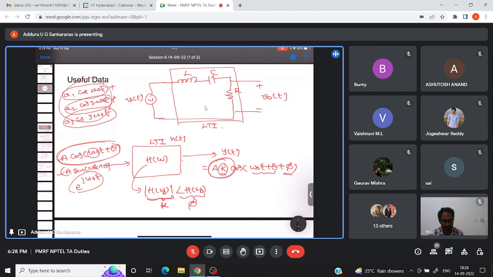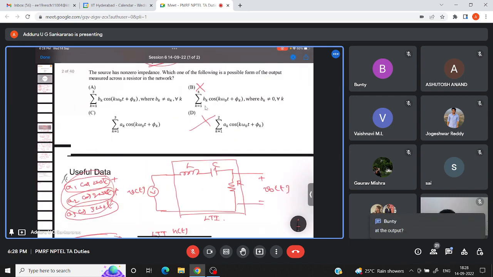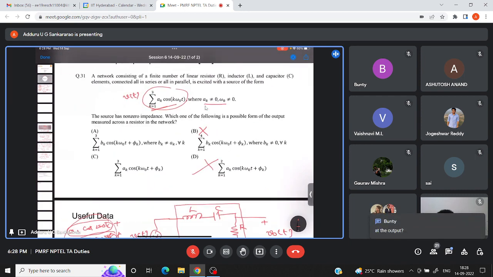Now I said the output amplitude will be amplified. The amplitude will be multiplied by the gain at that frequency. A k is the amplitude of the input signal, so a1, a2, a3. The amplitude definitely will be multiplied by the gain. Sometimes the gain may be 1. So b k is the output amplitude, and some phase is added, you can see. Is that okay? So option A is the correct one.